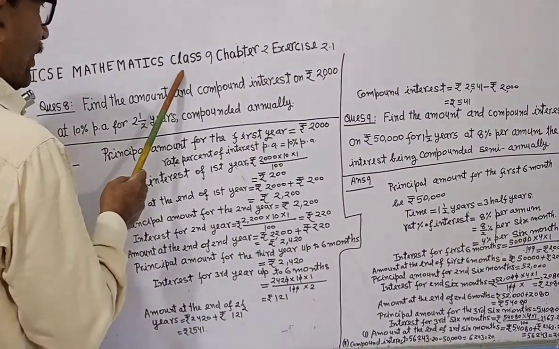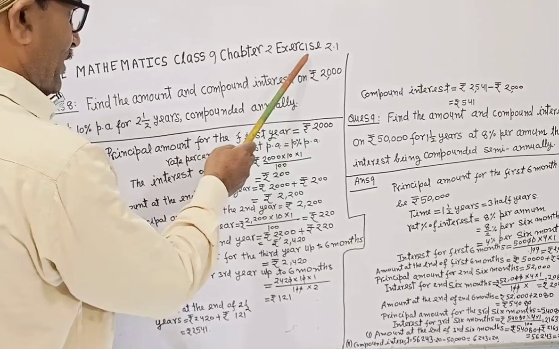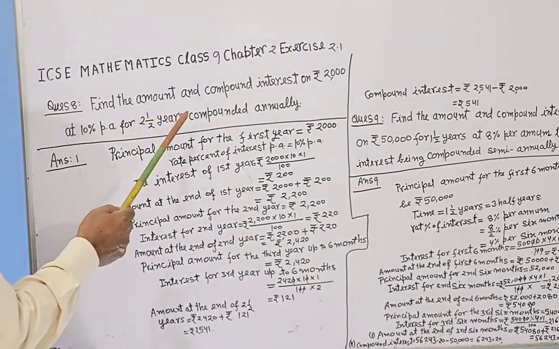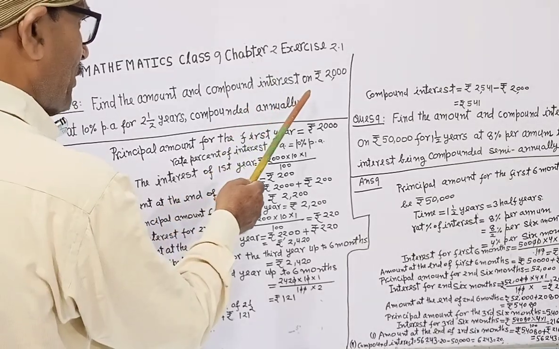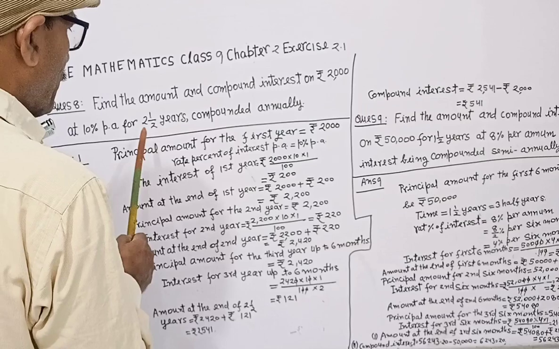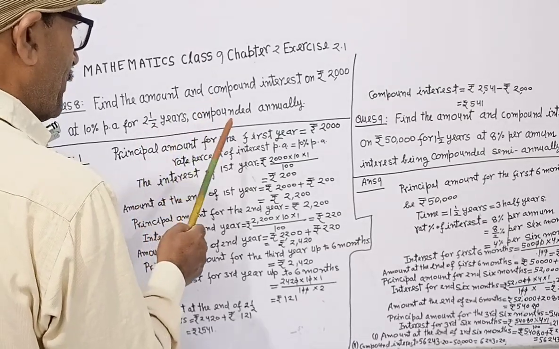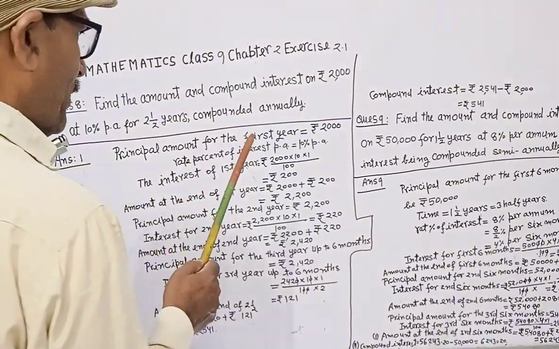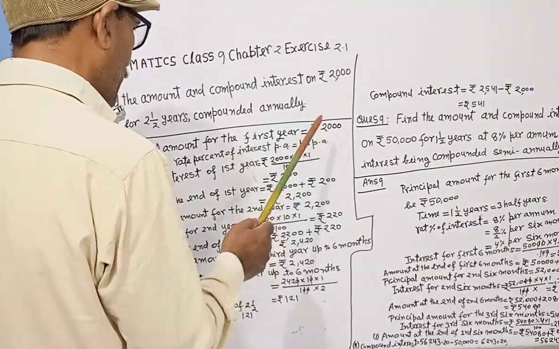ICSE Mathematics Class 9 Chapter 2 Exercise 2.1. Question number 8. Find the amount and compound interest on rupees 2000 at 10% per annum for 2.5 years compounded annually. Answer: Principal amount for the first year equals rupees 2000.